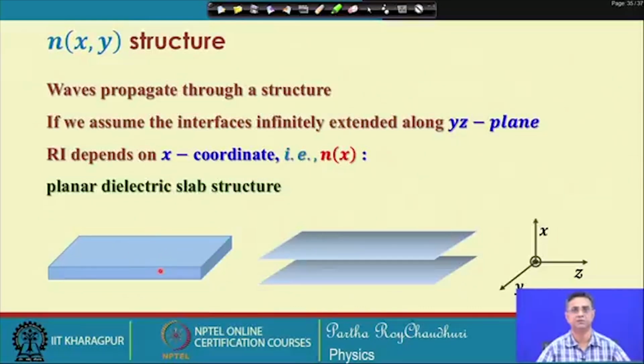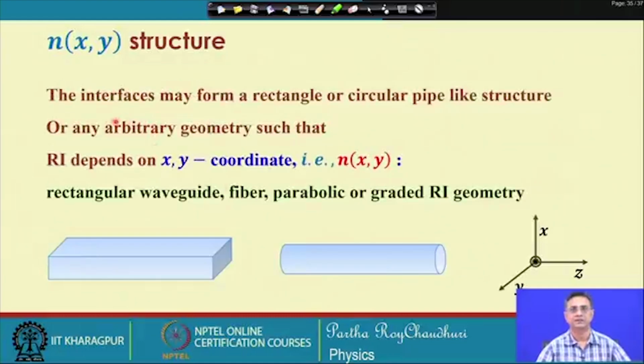You can see from this figure a small portion of the planar dielectric slab, which is very often used in integrated optic devices. Now, in that case the interfaces may form, it is also possible that the interfaces may form a rectangle or a circular pipe like structure like this, that is you have a two dimensional confinement, not only the interfaces are along this direction, but also along this direction. So, in that case the wave will be confined in two dimensions.